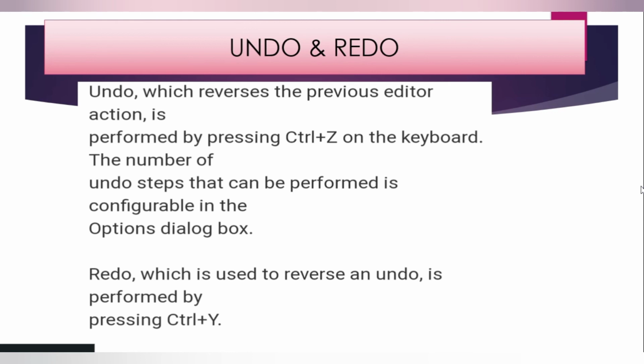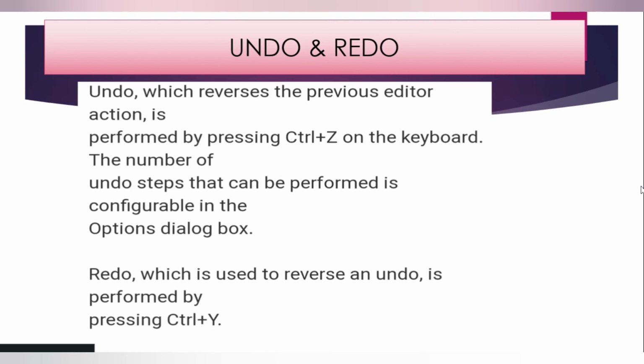The process we use by pressing Ctrl plus Z on the keyboard is already configured in our options dialog box, from where we do the keyboard settings, right? All the shortcut keys are configured in our dialog box. Next is redo. Redo, which is used to reverse an undo, is performed by pressing Ctrl plus Y. Redo is the reverse of undo. With undo you can reverse the first mistake, and with redo you can reverse the second step, right?